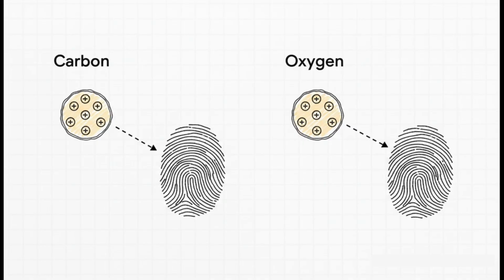And here's where it gets really simple and kind of beautiful. An atom's entire identity, what makes it what it is, comes down to just one number: how many protons it has. If an atom has 8 protons, it's always oxygen. If it has 6, it's always carbon. It is the unchangeable fingerprint of that element.